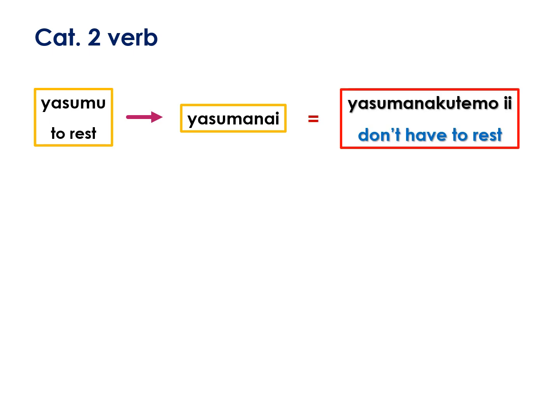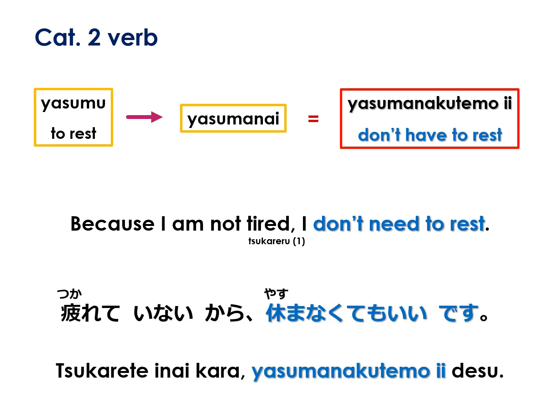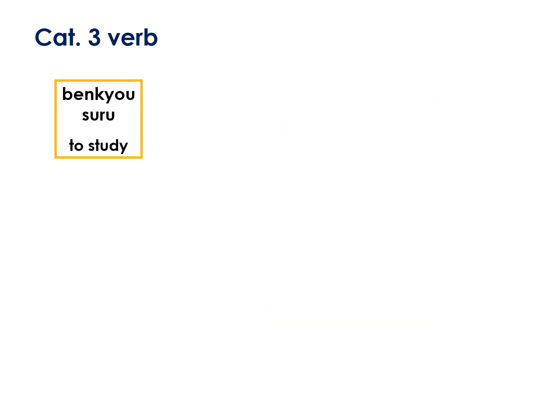Yasumanakutemo ii means you don't have to rest. Because I'm not tired, I don't need to rest. In Japanese, 私は疲れていないから休まなくてもいいです。Our last example is a category 3 verb, 勉強する, which means to study.